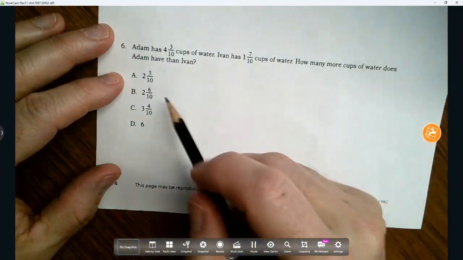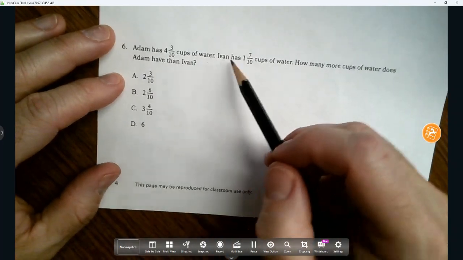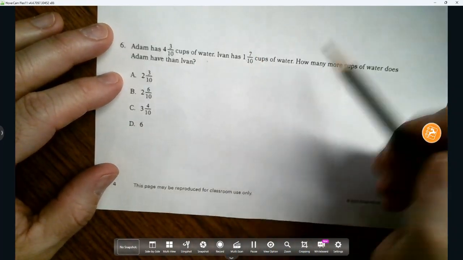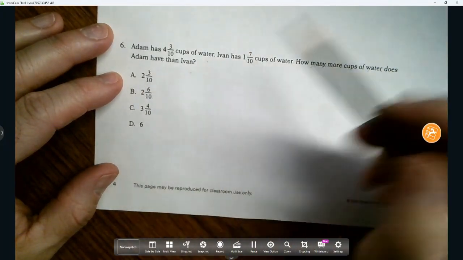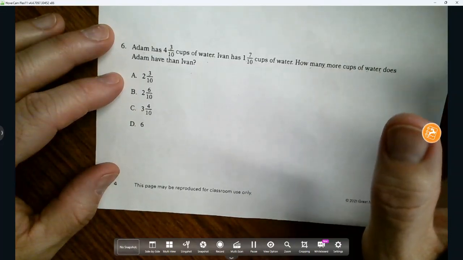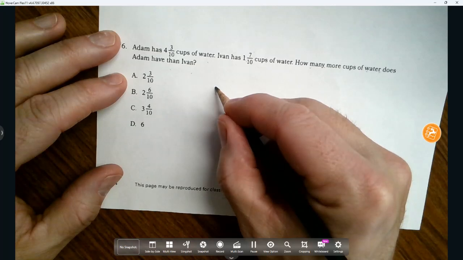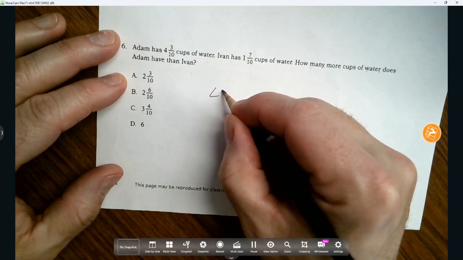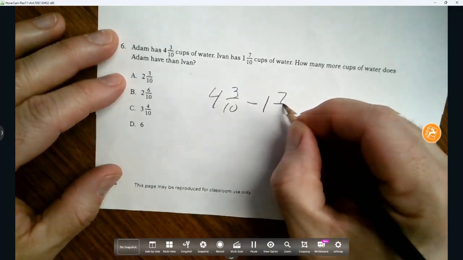On the bottom, Adam has 4 3/10 cups of water. Ivan has 1 7/10 cups of water. How many more cups of water does Adam have than Ivan? I don't like the wording. You know I'm going to say that, but I'm just going to let it go like Elsa would do. Yep, I said it. So 4 3/10 minus 1 7/10.